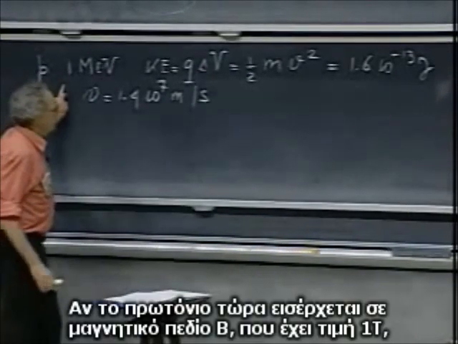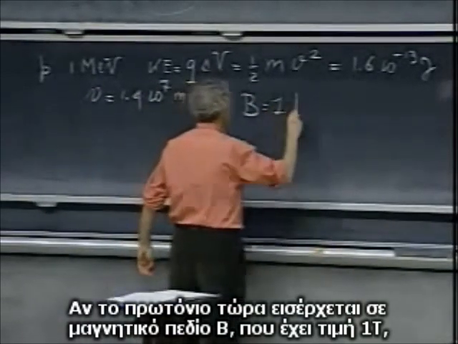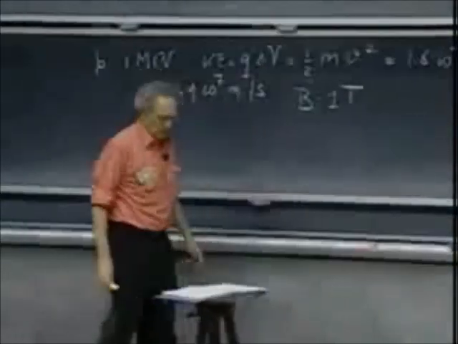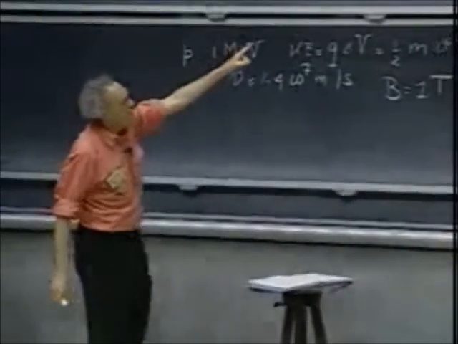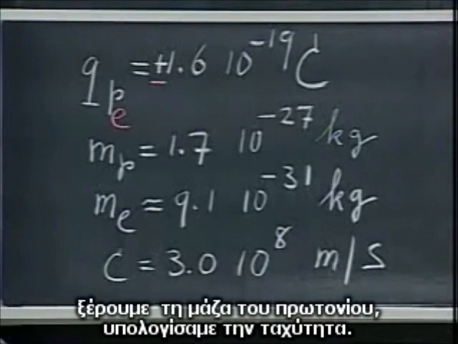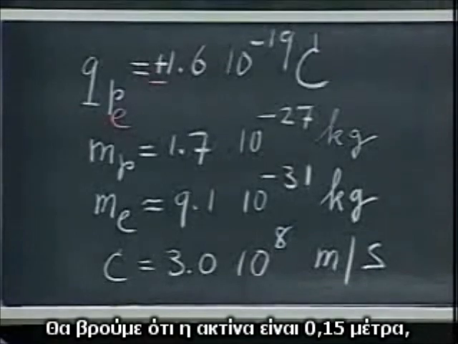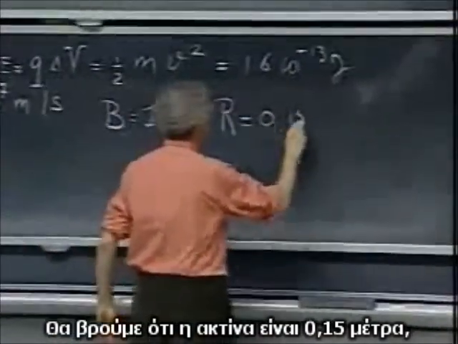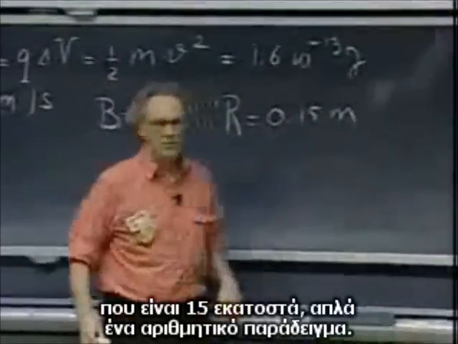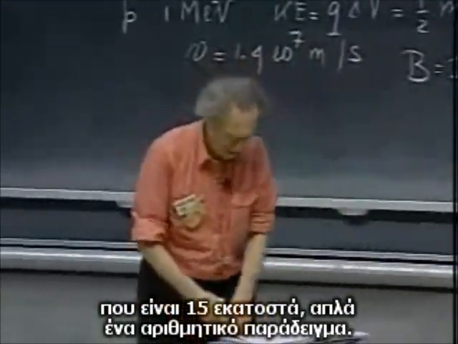If this proton now enters a magnetic field B, which is 1 Tesla, then by using the equation I have up there, you know the mass of the proton, we just calculated the velocity, you know the charge of the proton, and you know the B field, you will find that R is 0.15 meters, which is 15 centimeters. So just a numerical example.